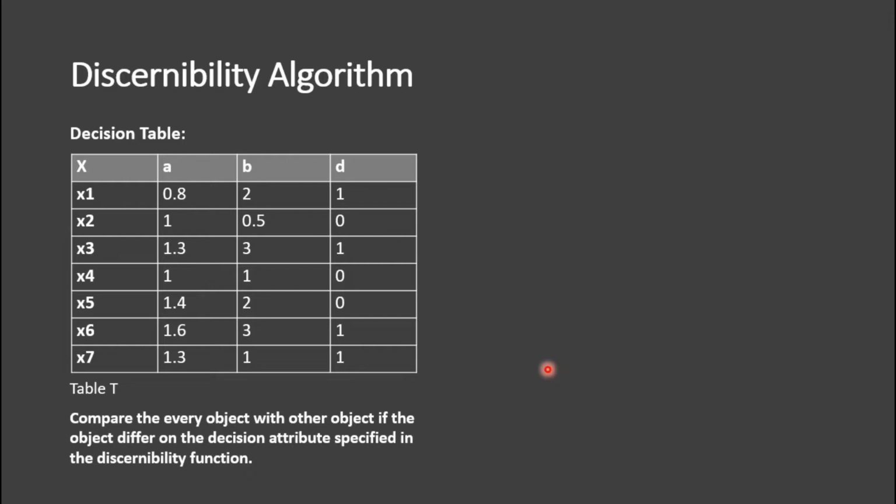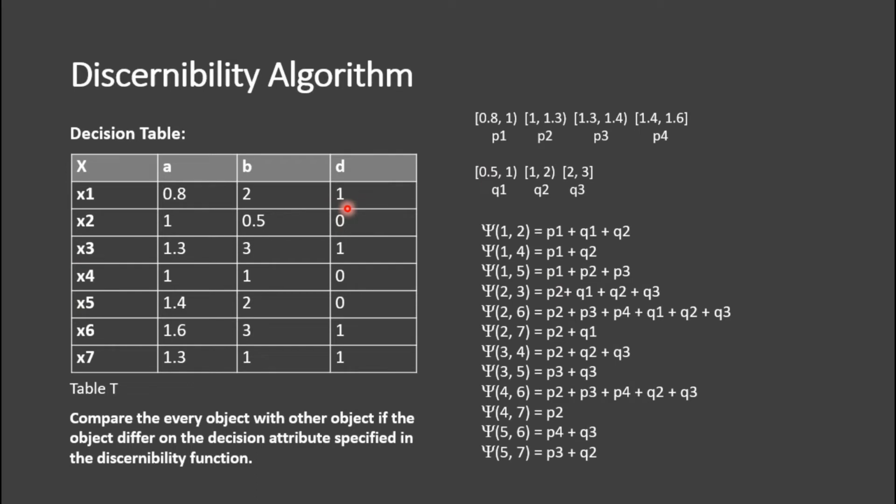Now we will take each and every row and compare it with all the other rows. We only compare the rows where the decision attribute is not the same. Let's take an example of row 1 and row 2, x1 and x2. If we compare both, we see that the decision attribute is not similar for the both of them.